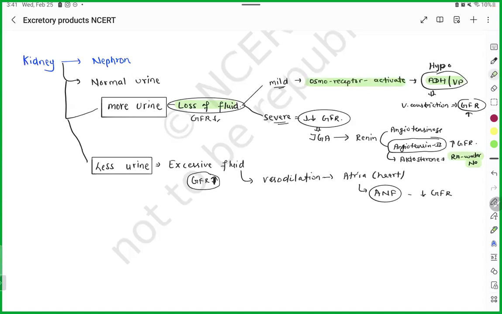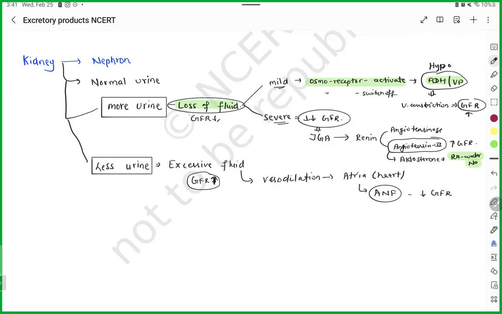Can you just explain the severe condition again? Yes. See, there are two conditions. Mild condition, where the body will activate the mechanism and produce ADH. If mild condition get over, then this osmoreceptor will switch off and all the process will stop.